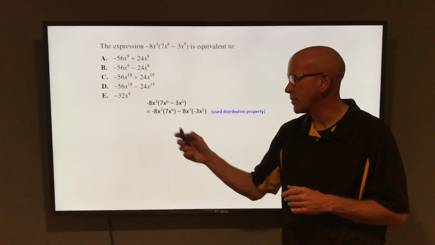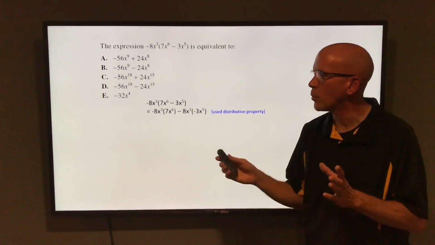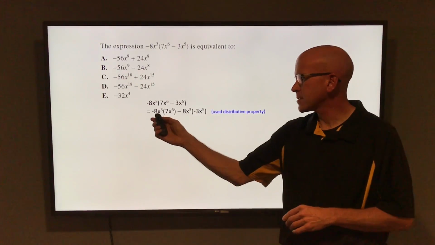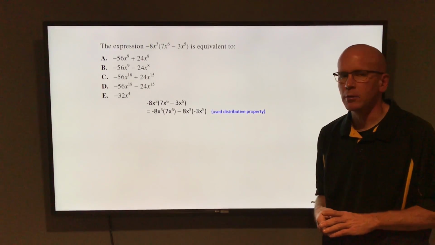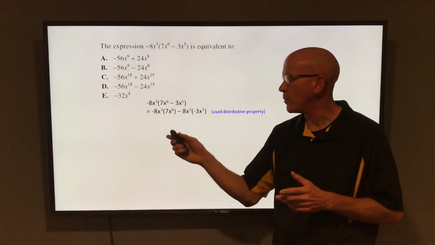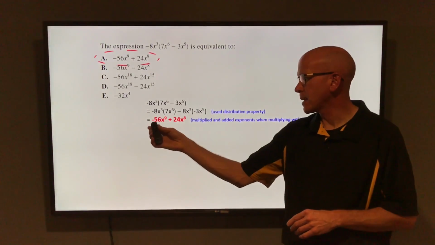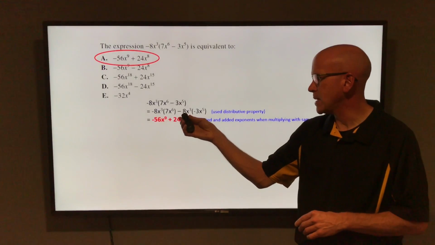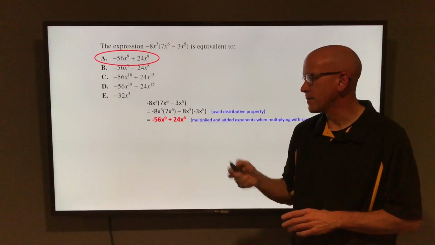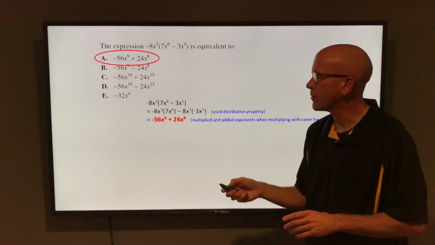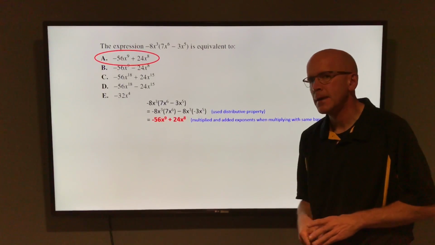Negative 8 times 7, that is negative 56, so you know it's either going to be A, B, C, or D. But your exponents are what the difference is up there. X to the third times x to the sixth. When you're multiplying with the same base, you add the exponents. So that x to the third times x to the sixth will be x to the ninth. So it's negative 56x to the ninth. And then negative 8 times negative 3 is positive 24. And x to the third times x to the fifth, again, add your exponents. That is going to be x to the eighth. So negative 56x to the ninth plus 24x to the eighth, letter A.